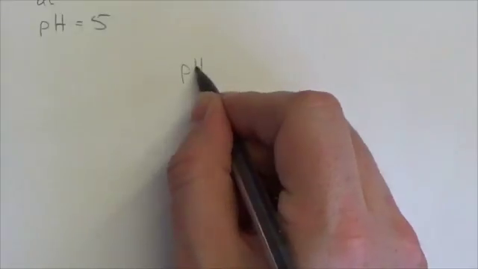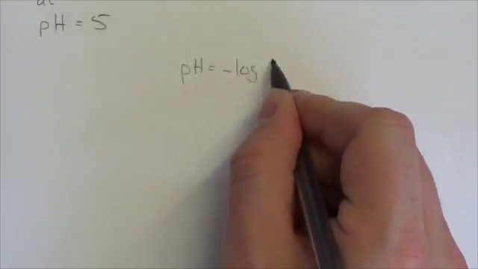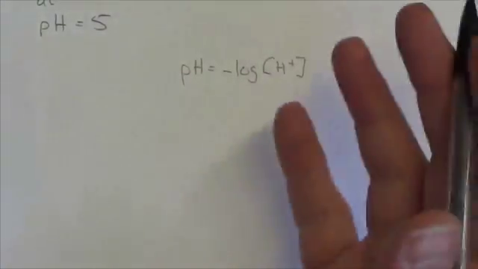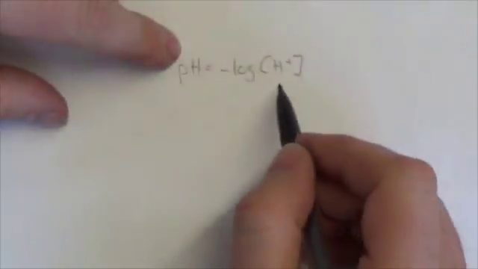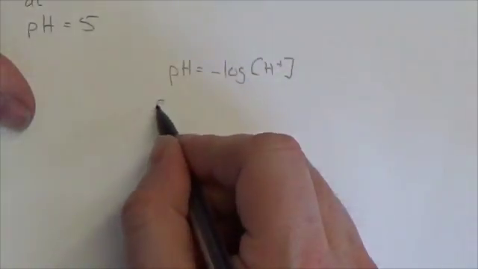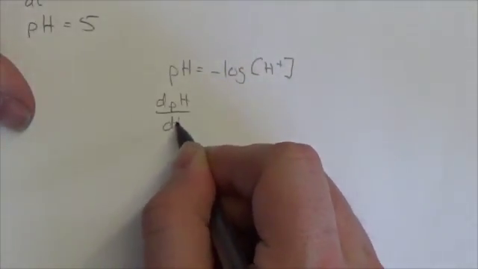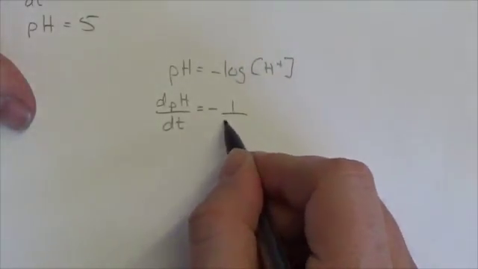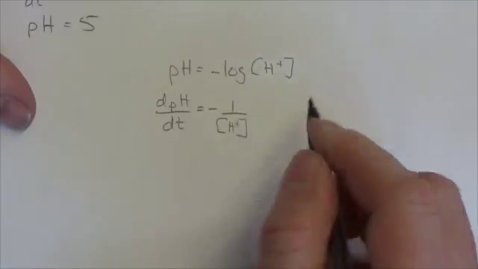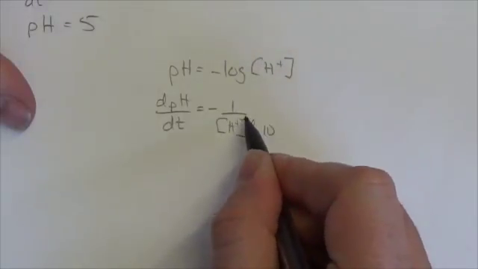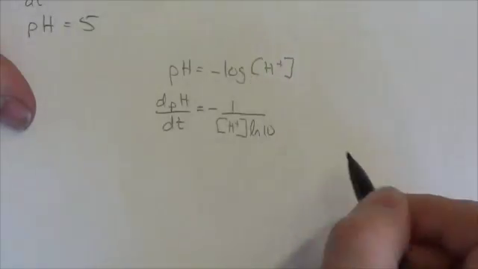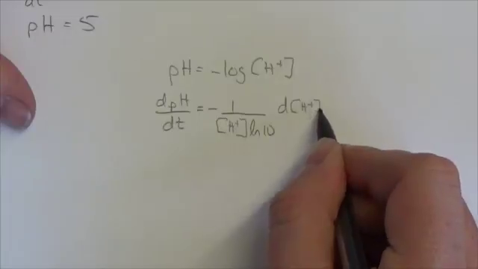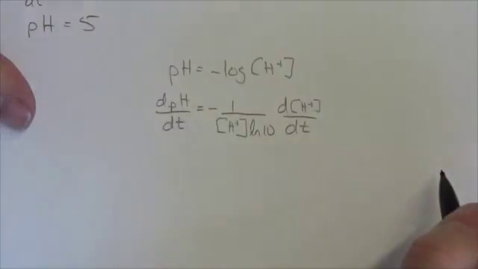So here we go. pH is equal to the negative log of the hydrogen ion concentration. Now the wonderful thing about this equation is it's just those two variables there. So we can just jump in and take the derivative. So the derivative of the pH is going to be negative, okay? Now the log of that is going to be 1 over the hydrogen ion concentration, and we have to multiply by the natural log of the base, which will be 10. So natural log of 10. And then this will be multiplied by the derivative of the hydrogen ion concentration.